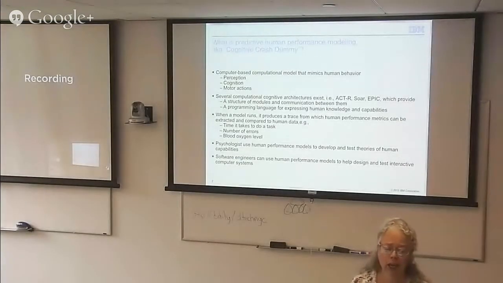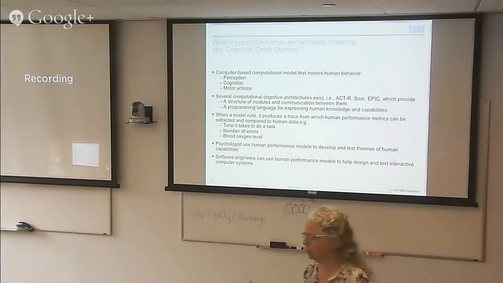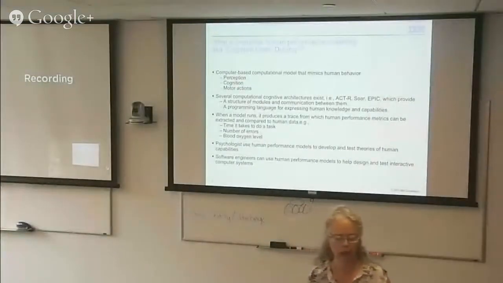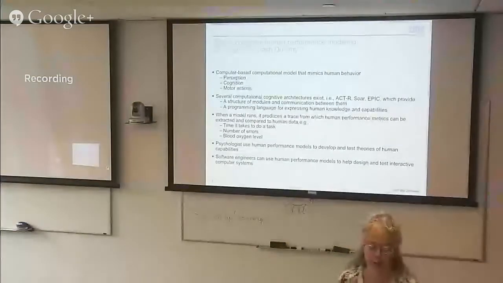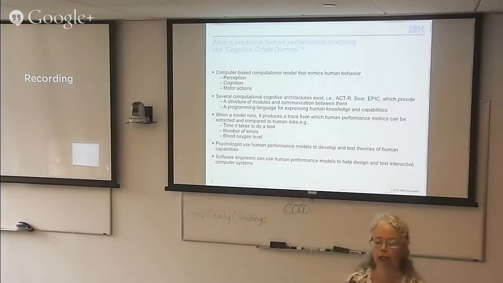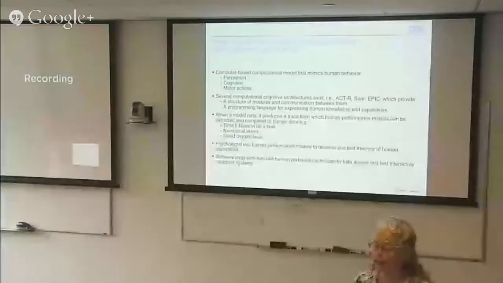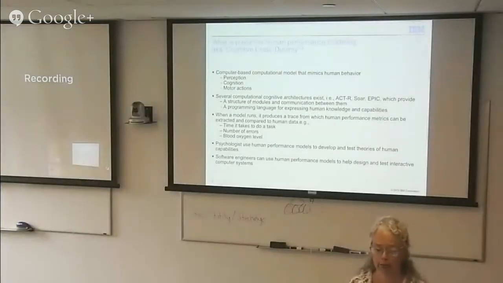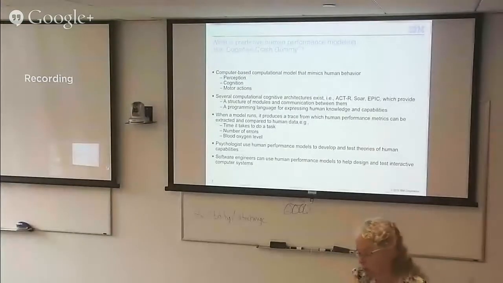So they're giving the structure of memory and processors and how these things communicate with each other. They're giving you this programming language and some sort of IDE also to work in them, to express the knowledge that you expect people to have and what they can do. So when a model in one of these architectures runs, it gives you predictions, it gives you a trace, and from that trace you can extract things like how long it took to do that task in simulated time. You have a simulated human, you have your simulated user interface, which doesn't have to work yet, okay?